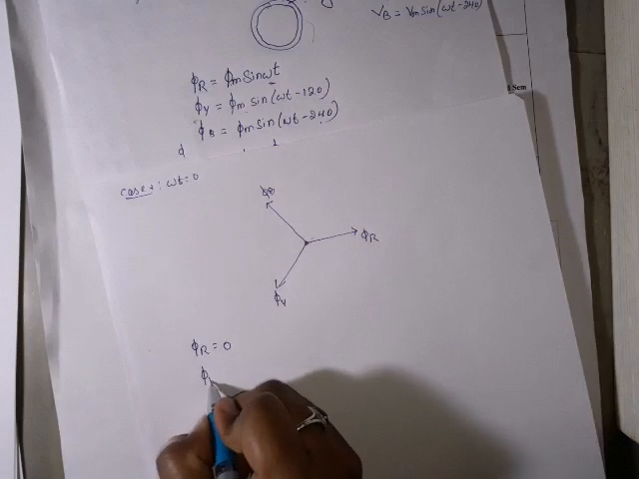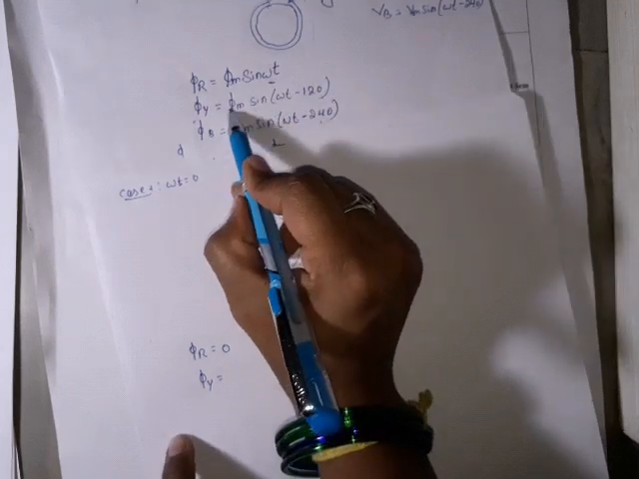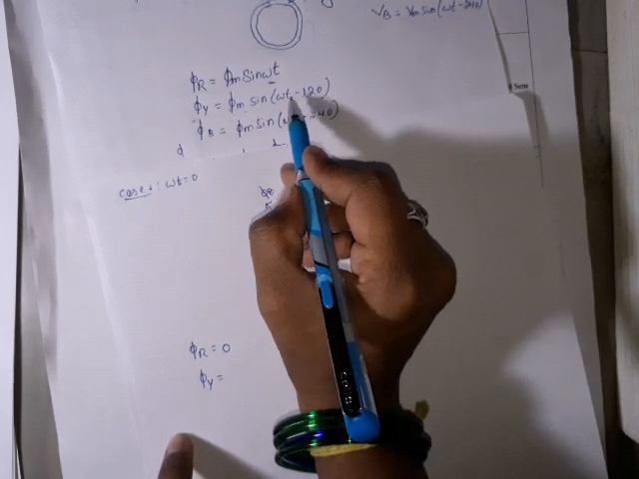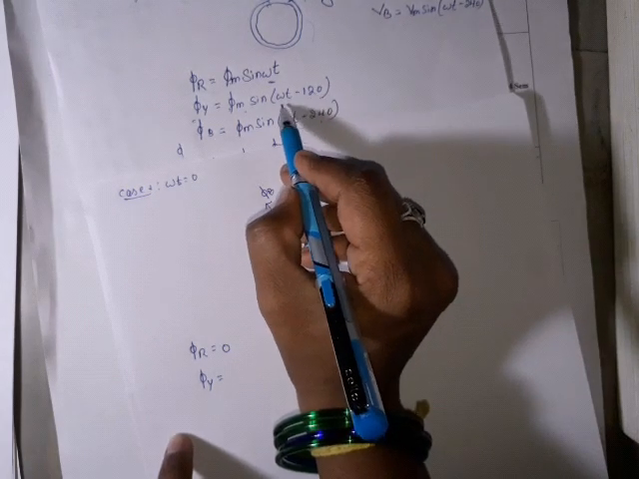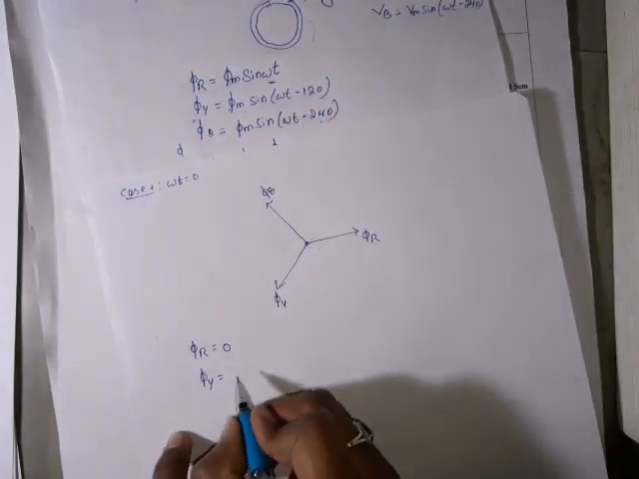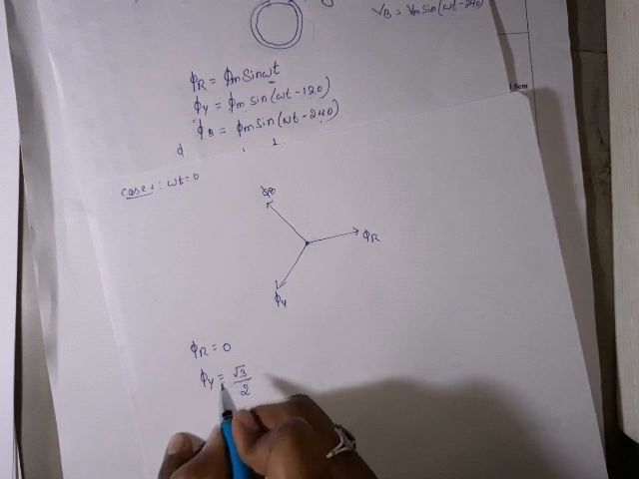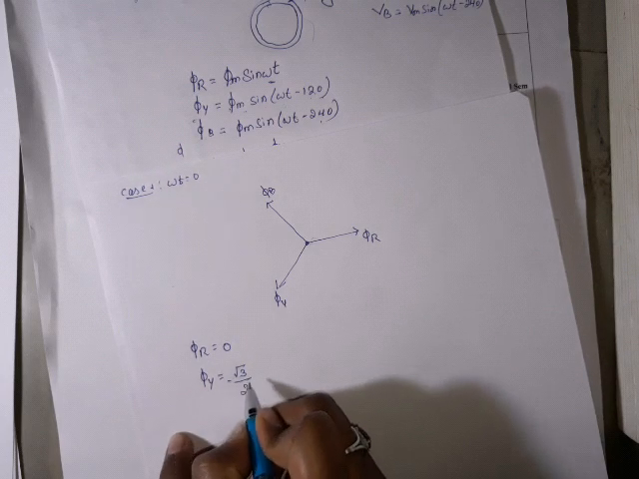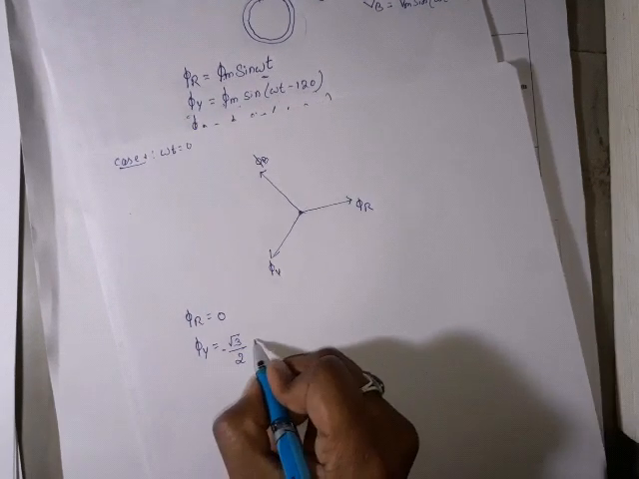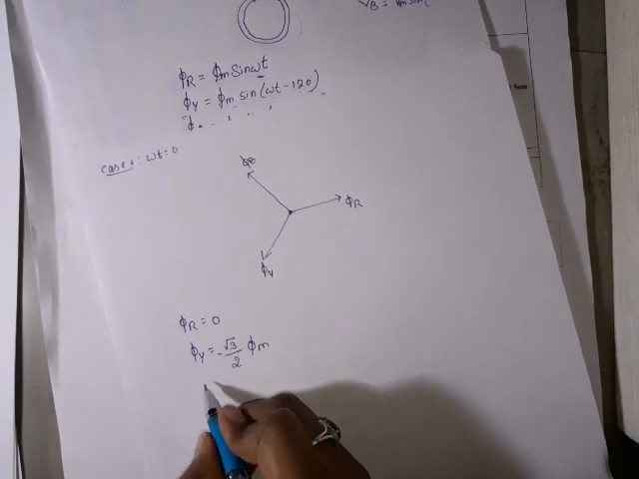Then phi y. What is the value of phi y? See here, phi m sin omega t minus 120. That is 0 minus 120, sin of minus 120. What is the value of sin 120? Sin 120 is root 3 by 2. Minus root 3 by 2, because sin of minus theta is minus sin theta, into phi m. This remains the same. So this is the value of phi y.